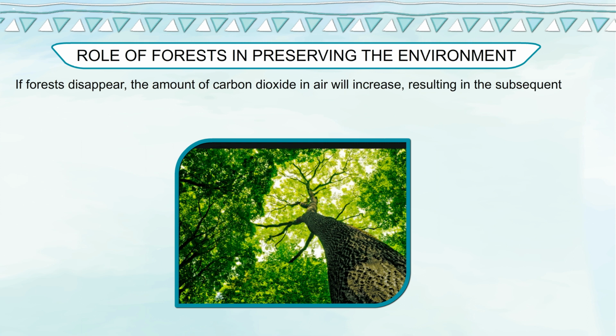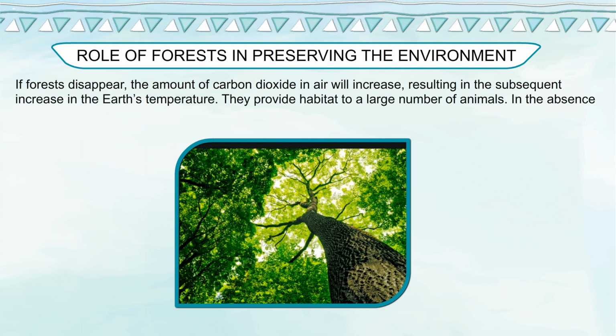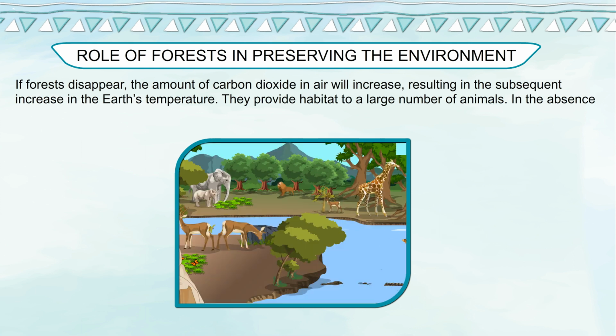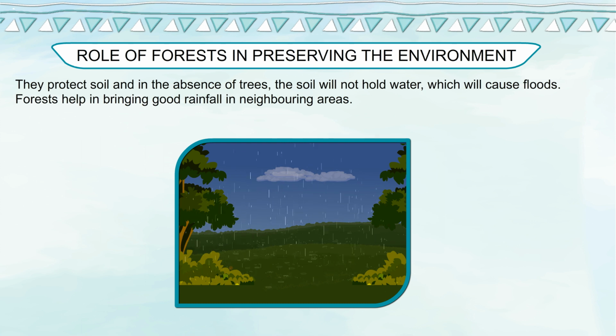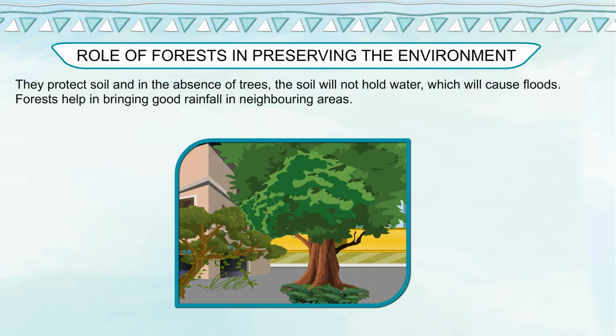If forests disappear, the amount of carbon dioxide in air will increase, resulting in a subsequent increase in the Earth's temperature. They provide habitat to a large number of animals. In the absence of trees and plants, the animals will not get food and shelter. They protect soil; in the absence of trees, the soil will not hold water, which will cause floods. Forests help in bringing good rainfall in neighboring areas.